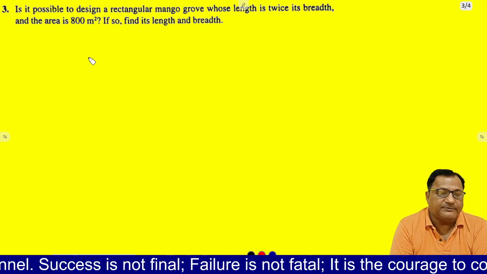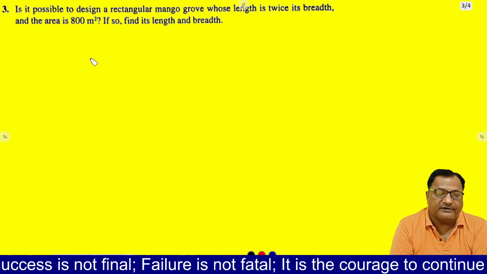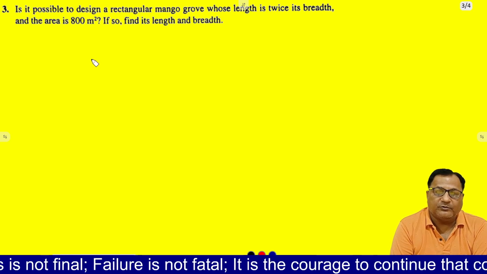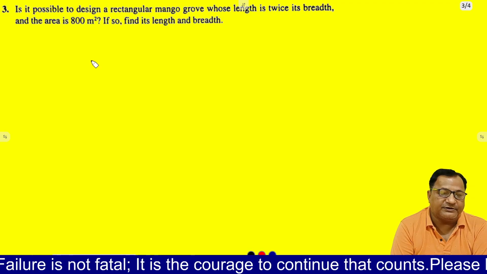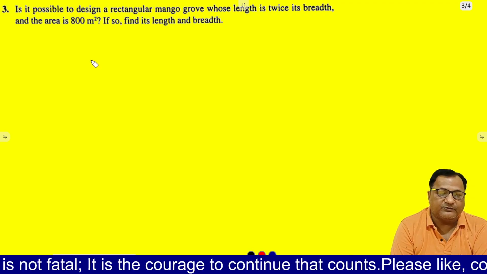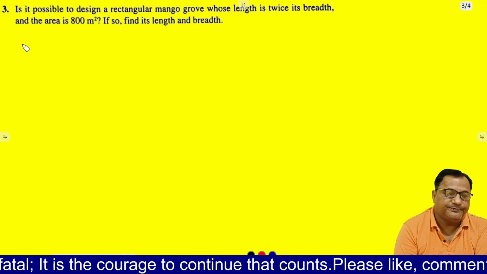Question number 3: Is it possible to design a rectangular mango grove whose length is twice its breadth and area is 800 meters square? If so, find its length and breadth.